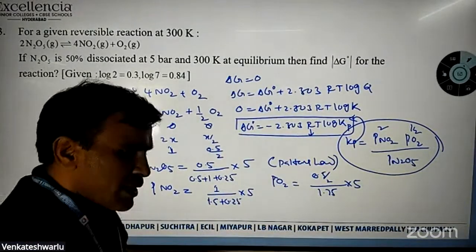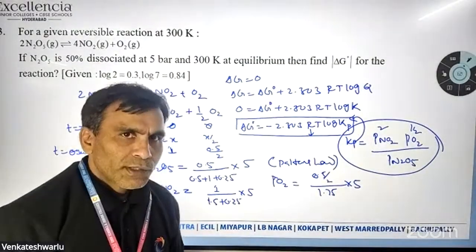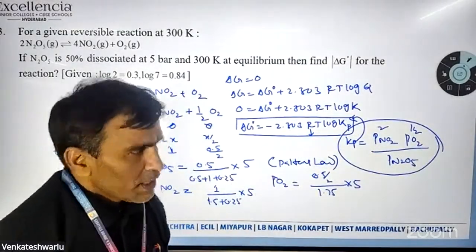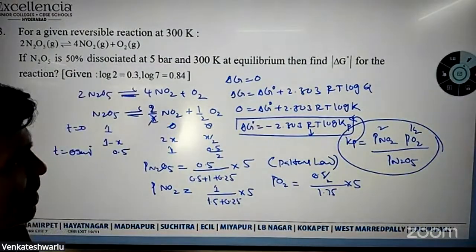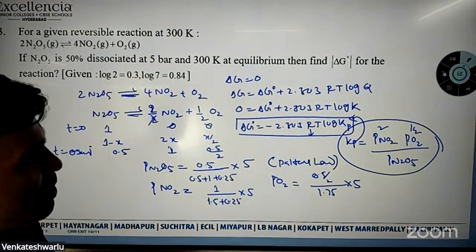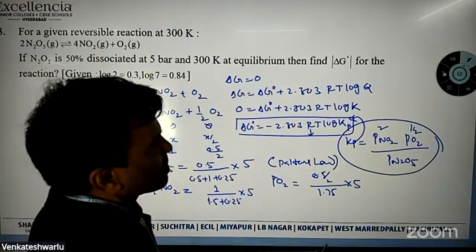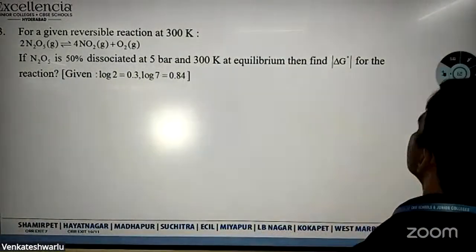So by putting the Kp, R, and T values, we can calculate the delta G naught. I remember this type of question was asked in session 1 also, so definitely in upcoming sessions you may get this type of question. The only thing is you need to remember all the formulas. Chalo beta, now let us move to the next question.